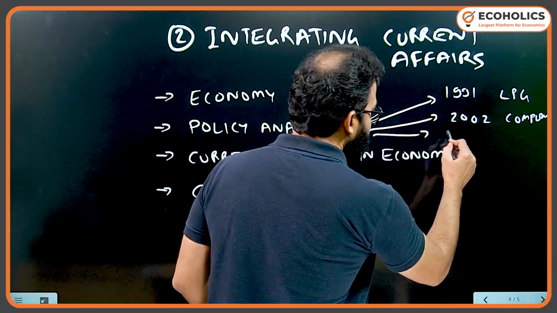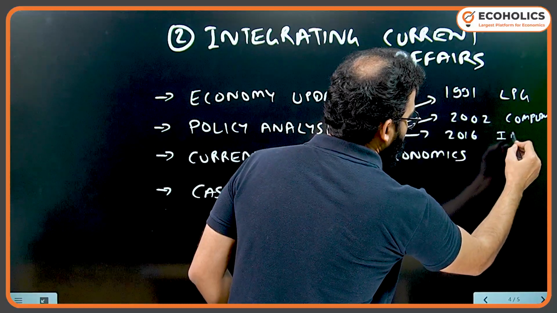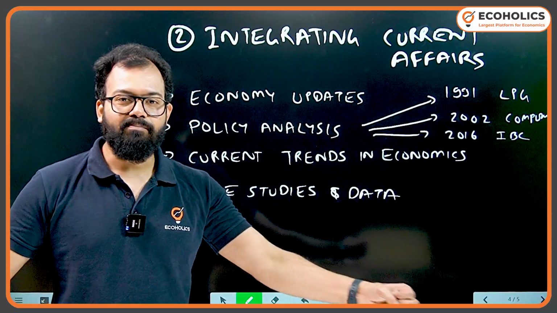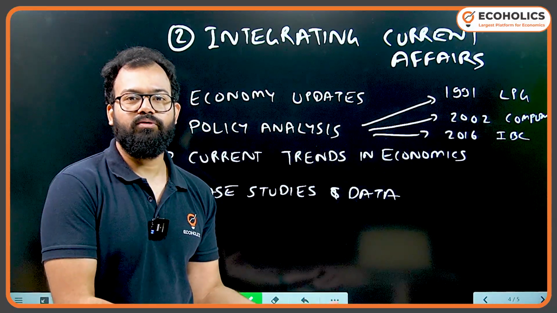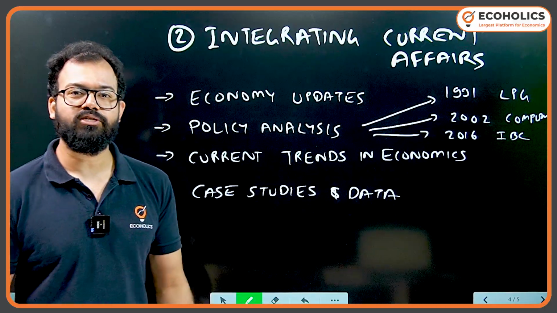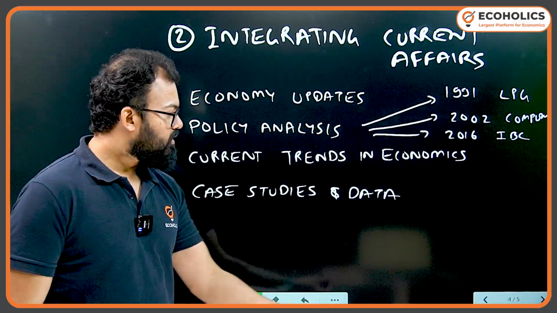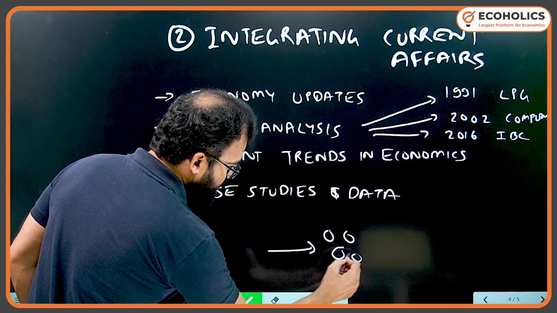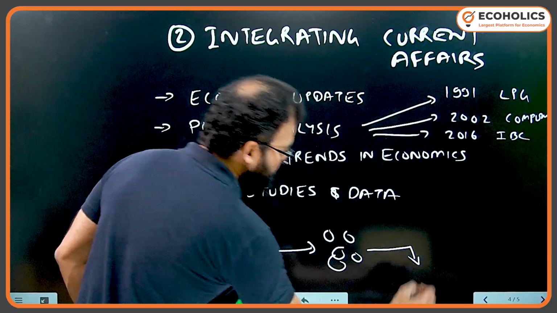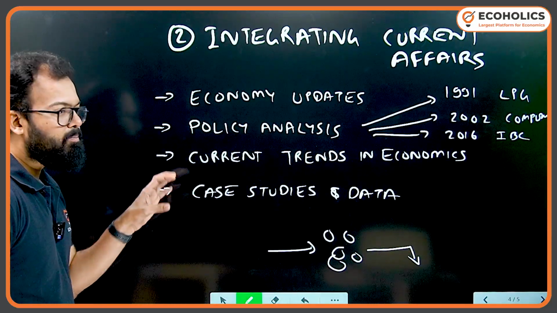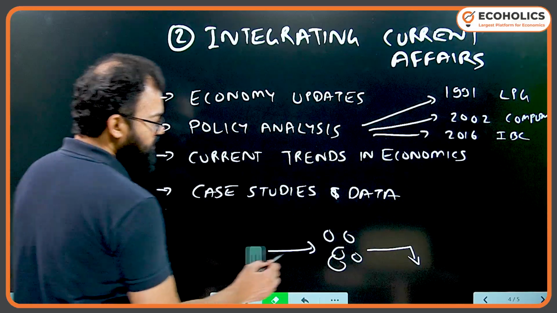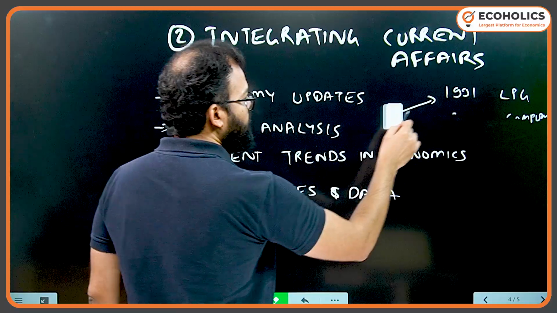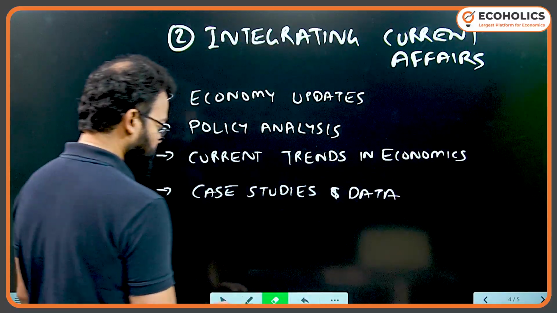But in 2016, IBC was introduced, which gave the right to exit to the company. If a company is a failure, let it go, free up those assets and free up the resources of the economy, free up the labor and capital. So first companies got the right to entry, then the right to compete, and then the right to exit. This is what we call policy analysis. It means you have to see how these things are moving, what the agenda of the government is, what the government is trying to achieve from this policy, etc.